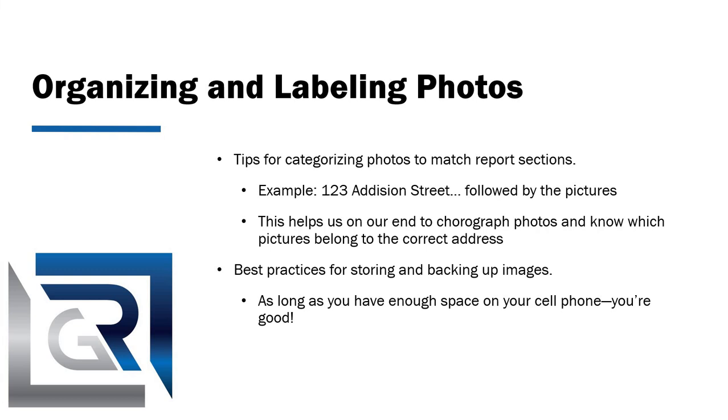So if you have 3 inspections, right? Let's just say the first inspection is at 123 Addison Street. You're going to send a text, 123 Addison Street, and then all the photos that are associated with and belong to 123 Addison Street, send those pictures. Then if you have another inspection, you do the same for that address, followed by the pictures, and so on and so on. This way, we can help categorize and segregate, and we know which photos go along with which address.